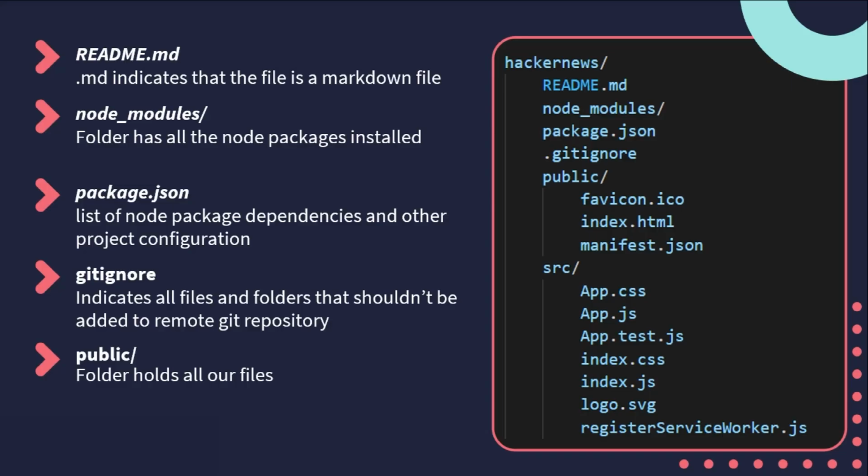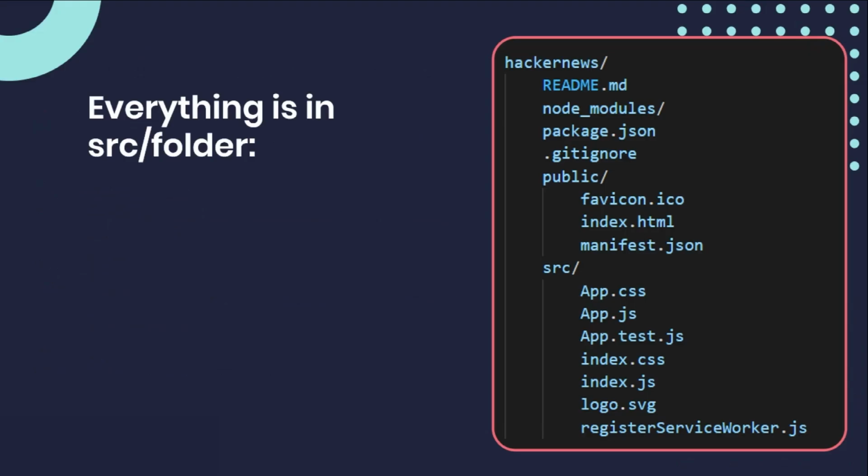And don't worry about manifest.json and registerServiceWorker.js at this stage. We won't be needing them for this project. In the beginning, everything that we need is located in the src folder. The main focus is on the App.js file to implement React components.